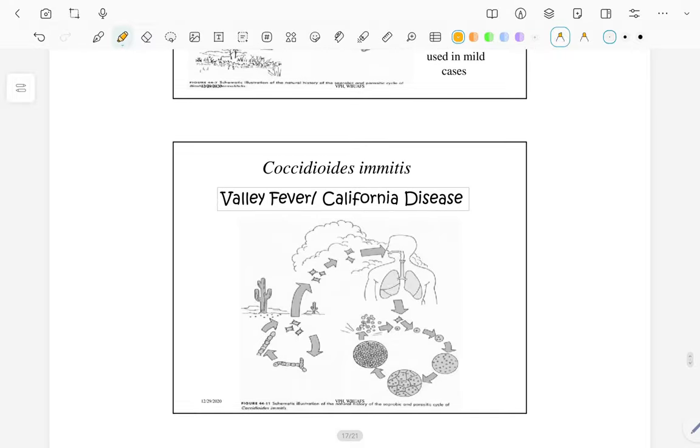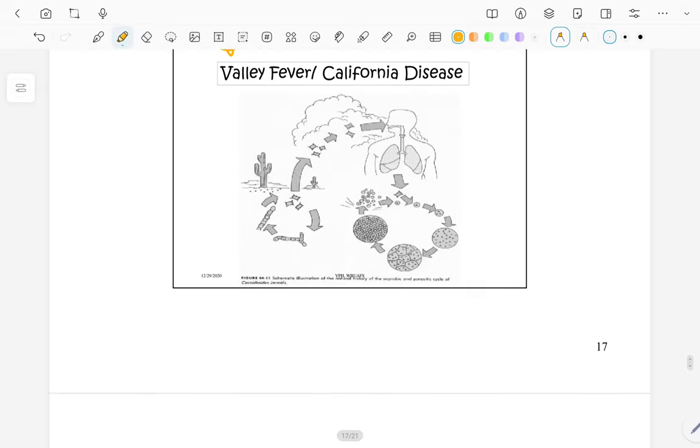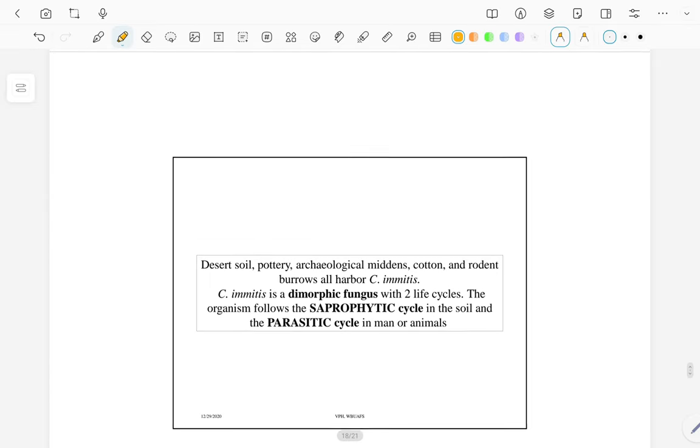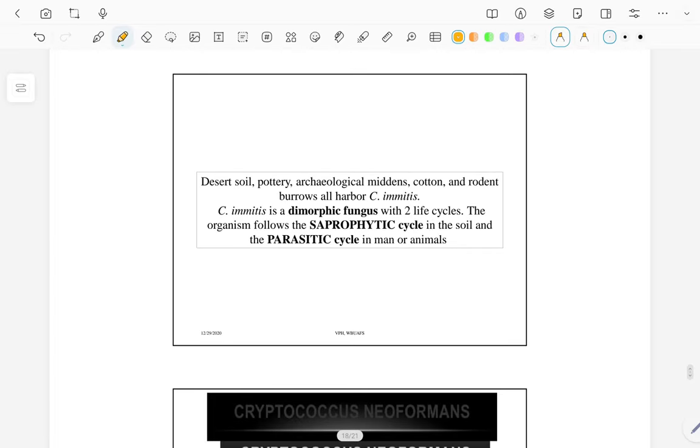Coccidioides immitis, valley fever or California disease. Found in desert soil, pottery, archaeological middens, cotton, and rodent burrows. C. immitis is a dimorphic fungus with two life cycles. The organism follows the saprophytic cycle in the soil and the parasitic cycle in man or animals.